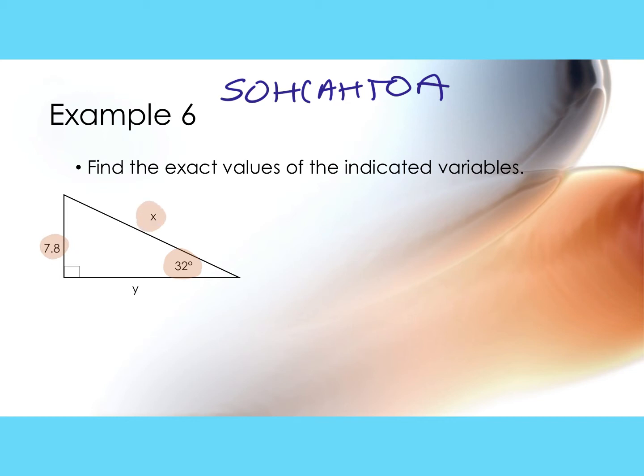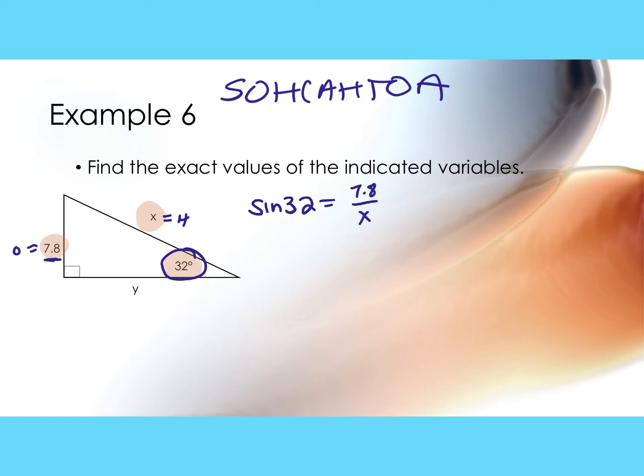Now, in respect to 32, how would you describe 7.8? Is that adjacent, opposite, or hypotenuse? Opposite. This is opposite the 32. What about the x? Hypotenuse. So which of my trig functions involves opposites and hypotenuses? Sine. I'm going to say the sine of 32 equals opposite, which is 7.8, over hypotenuse, which is x. You with me so far?